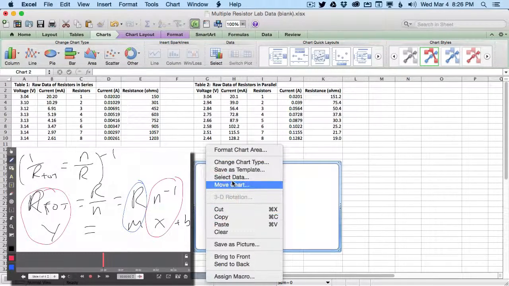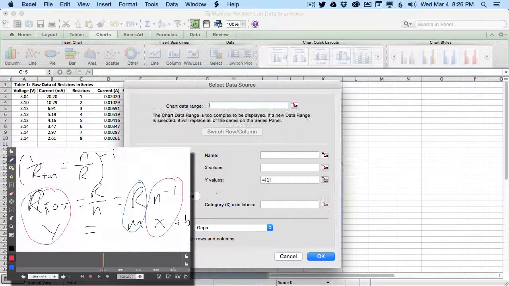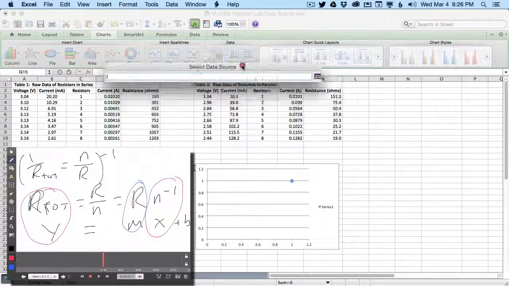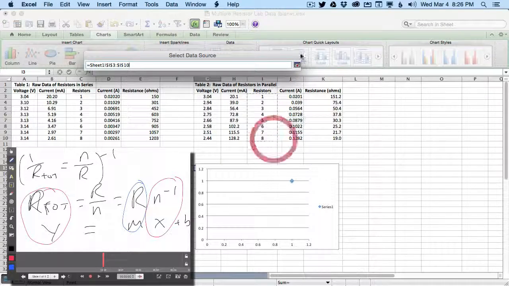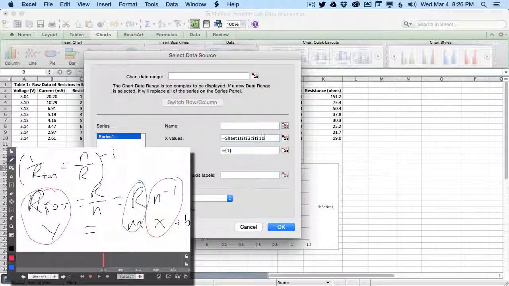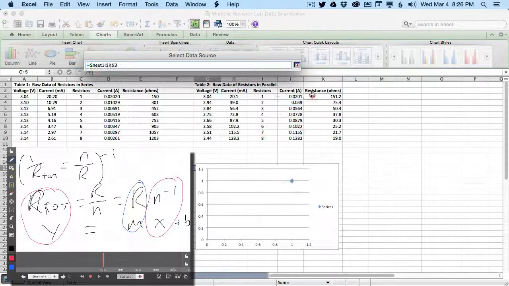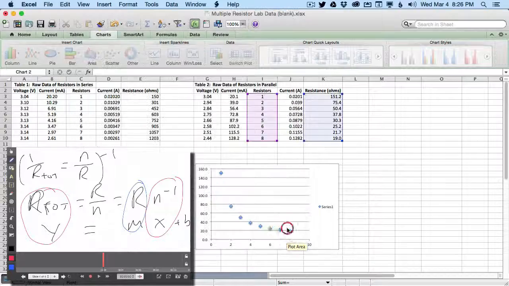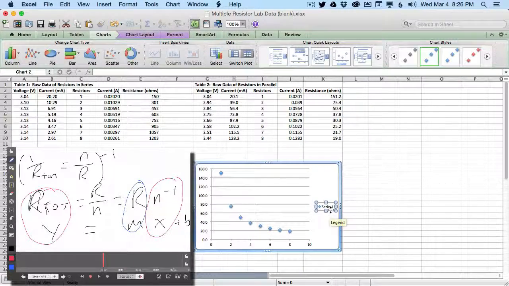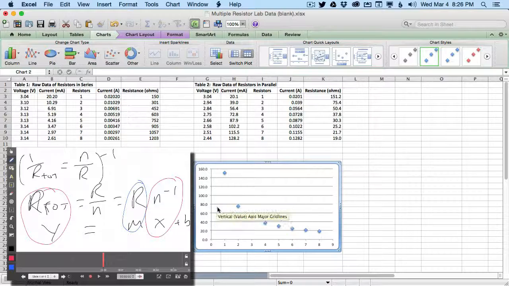Add a series, x values, number of resistors. Y values is total resistance. And hit OK. And obviously that is not a straight line graph, and I wouldn't expect it to be. This shows me that as the total number of resistors goes up in parallel, the overall resistance goes down.